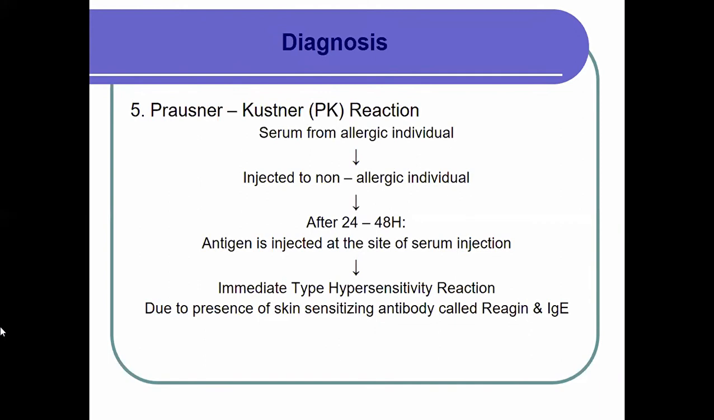Then you can also do the Prausnitz-Kustner reaction, in which the serum of an allergic individual is injected into a non-allergic individual. After 1 or 2 days, the antigen is injected at the site of serum injection, and then take note of the occurrence of the immediate type of hypersensitivity reaction. So that is your Prausnitz-Kustner reaction. It is an in vivo test.